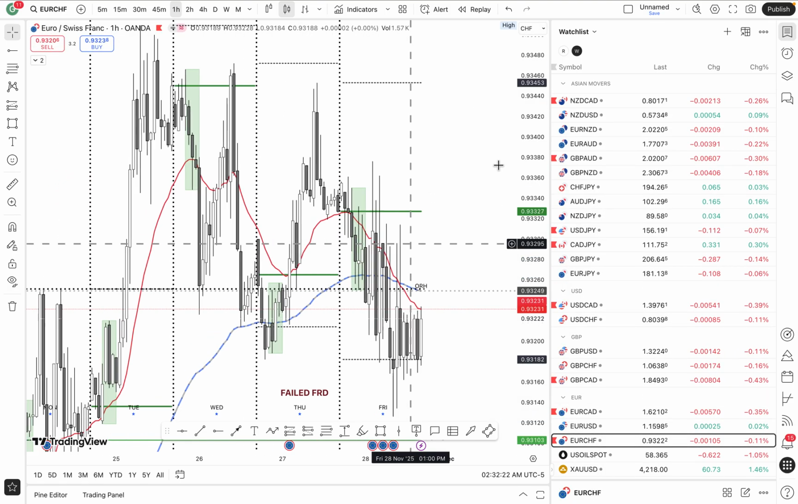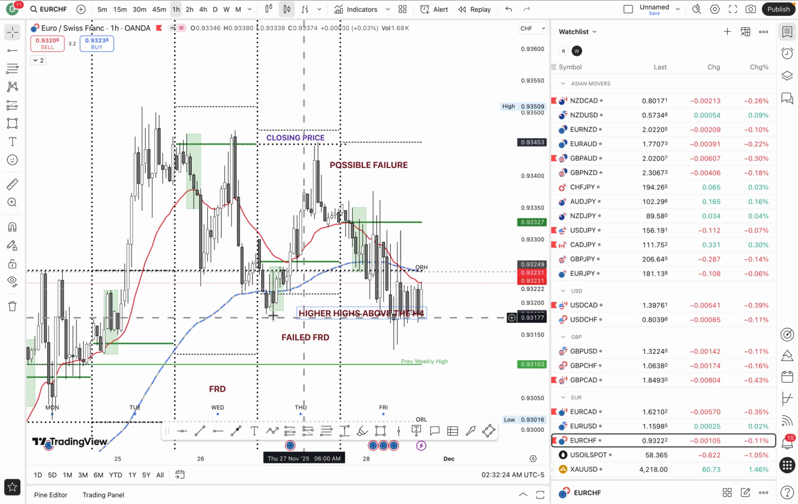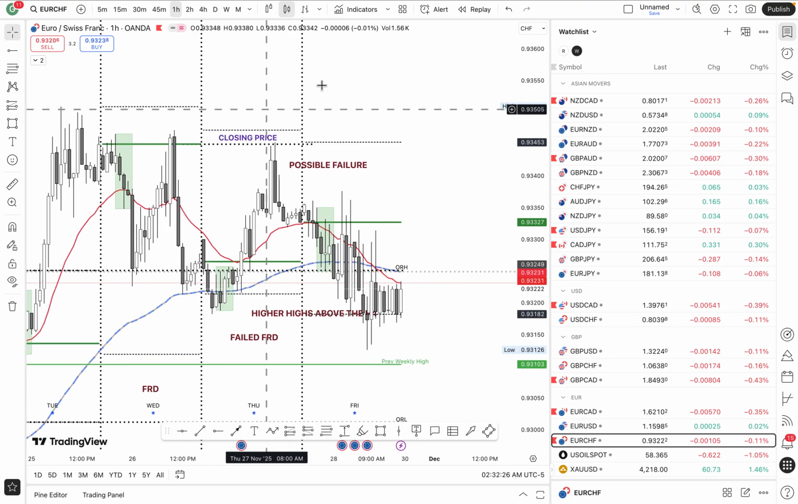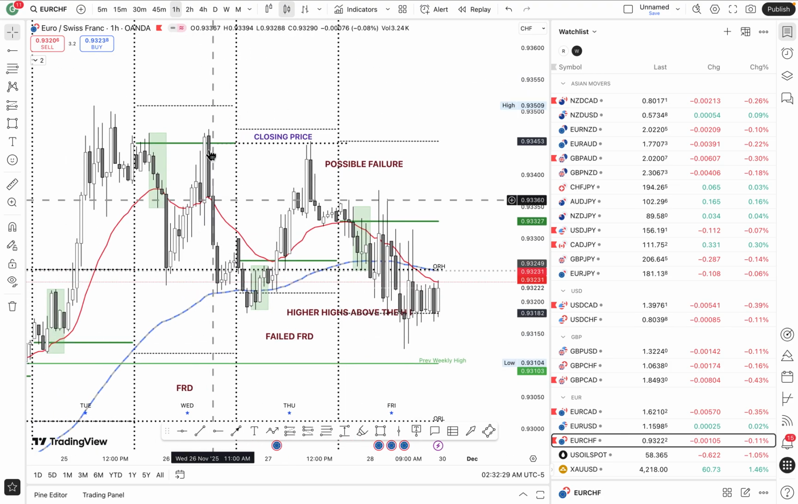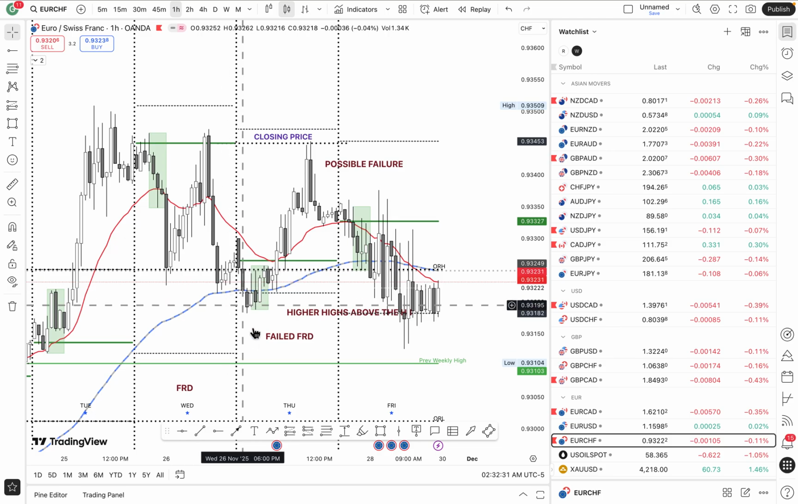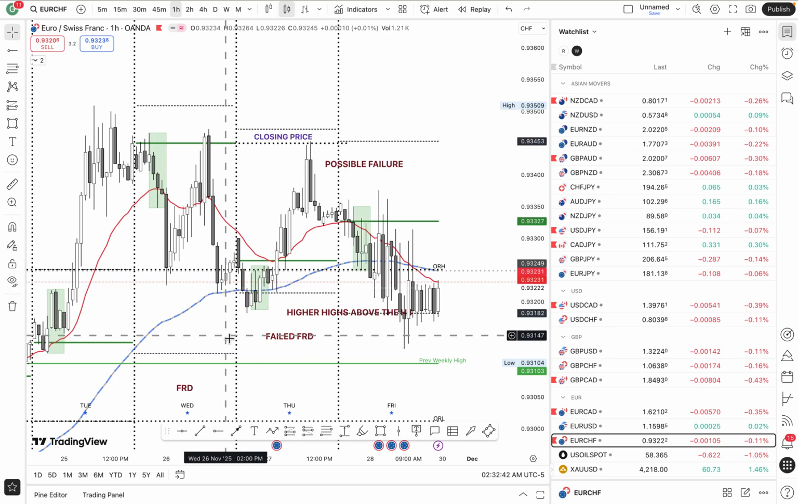We had that type of pattern on the Euro Swiss franc. You can see that the Euro Swiss franc closed as an FRD, but also an inside day. Now you can see what happened here. The market broke out, bounced off, and gave us a false break reversal of the inside day. So an inside day signal must be traded per the definition.